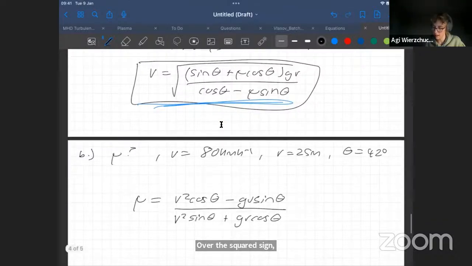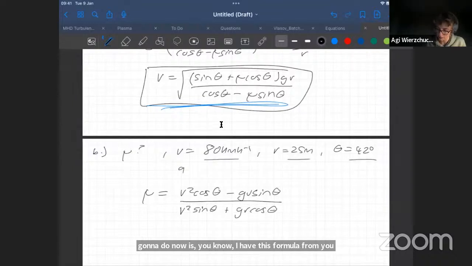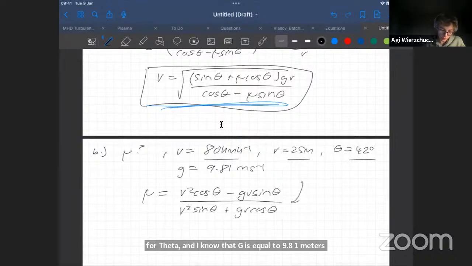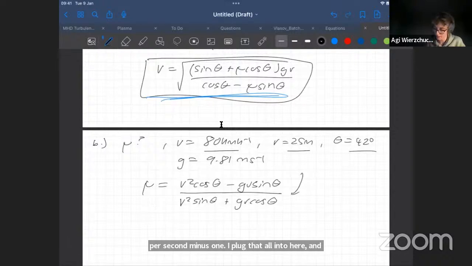So what I'm going to do now is, I have this formula for mu, I have a value for v, I have a value for r, I have a value for theta, and I know that g is equal to 9.81 meters per second squared. I plug that all in here, and there's a caveat, a little bit of a subtlety that I'm going to discuss in a minute. I plug all these values in here, and I get that mu is approximately equal to 0.40.